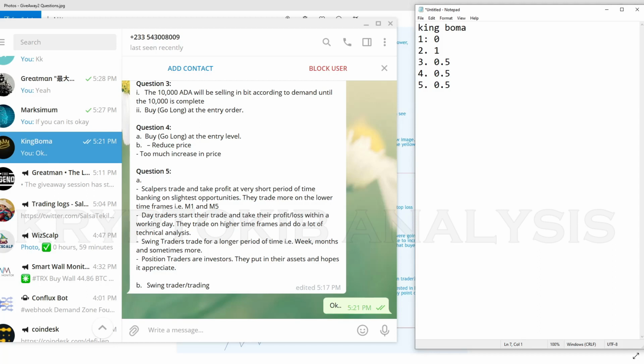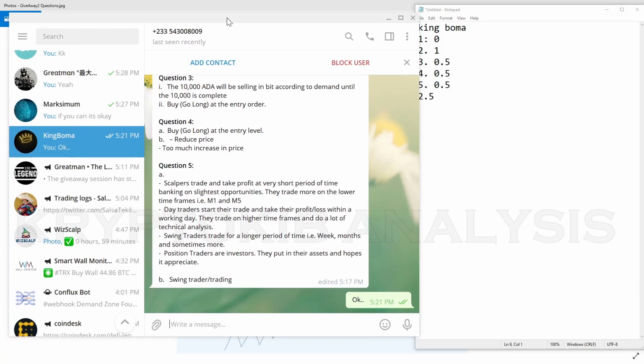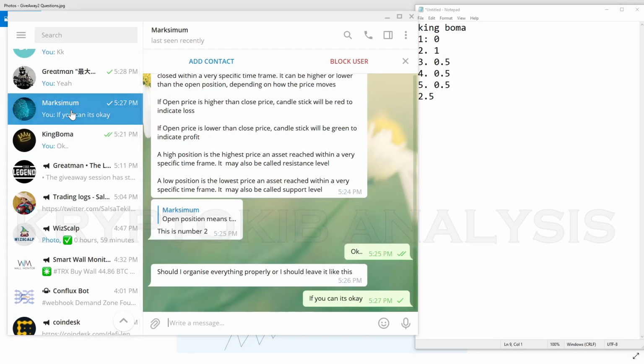So the total should be 0.5, 0.5, 0.5, that is 1 to 2.5. Didn't meet the cutoff, right? The cutoff is 3. So we have maximum.